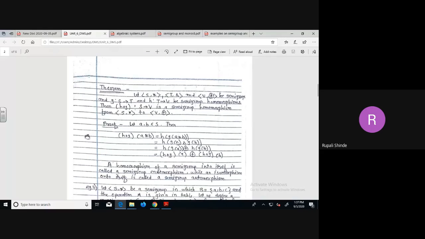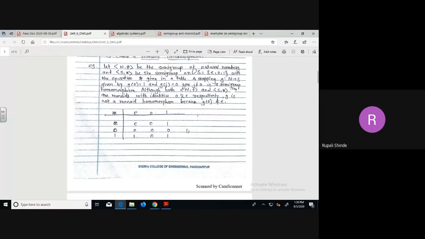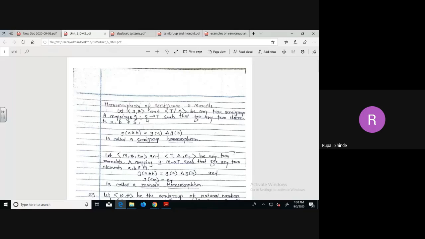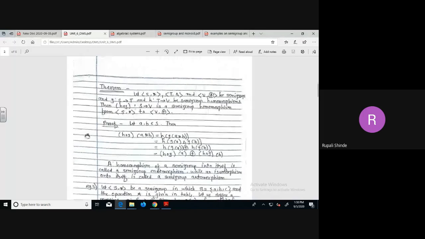Now, here one theorem is given, again based on homomorphism. Three semigroups are taken: (S, star), (T, delta) and (V, XOR). Function G is from S to T, H is from T to V. If they are semigroup homomorphisms, then H composition G is a semigroup homomorphism from (S, star) to (V, XOR). So far we defined semigroup homomorphism between two semigroups, but in this theorem we have taken three semigroups and we have to prove homomorphism between all three.